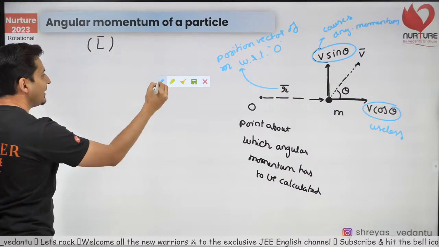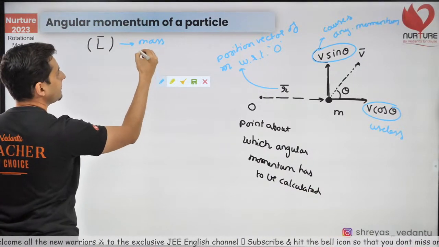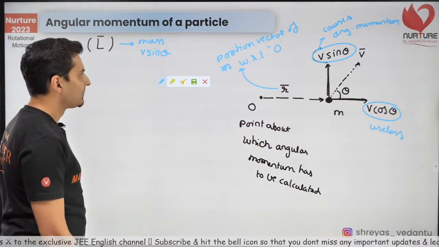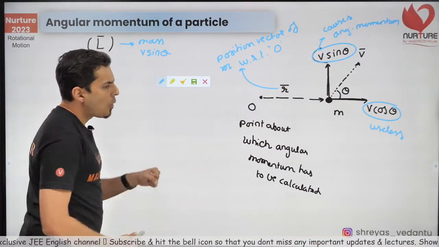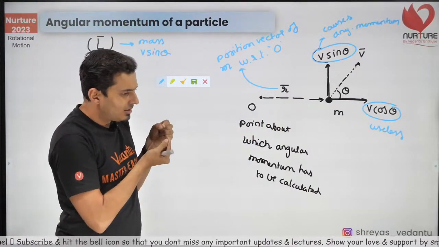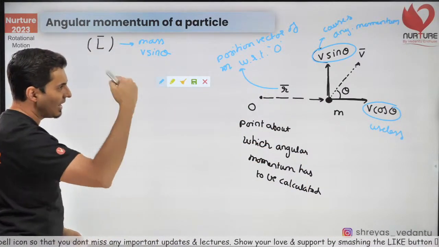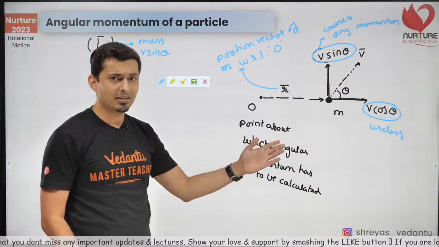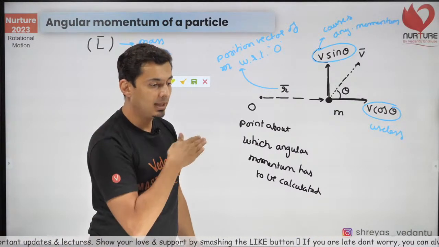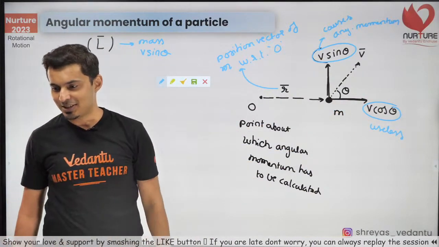Now, this angular momentum is dependent on three things: mass, V sin theta, because V cos theta is useless, and the distance. More the distance, more the angular momentum. If you're going in a small circle, less angular momentum. Large circle, then it has large angular momentum. Just like imagine, if you have to slap somebody, I give you a task, slap somebody. Will you slap like this, or will you slap like this? Come on, show it in the comment section.